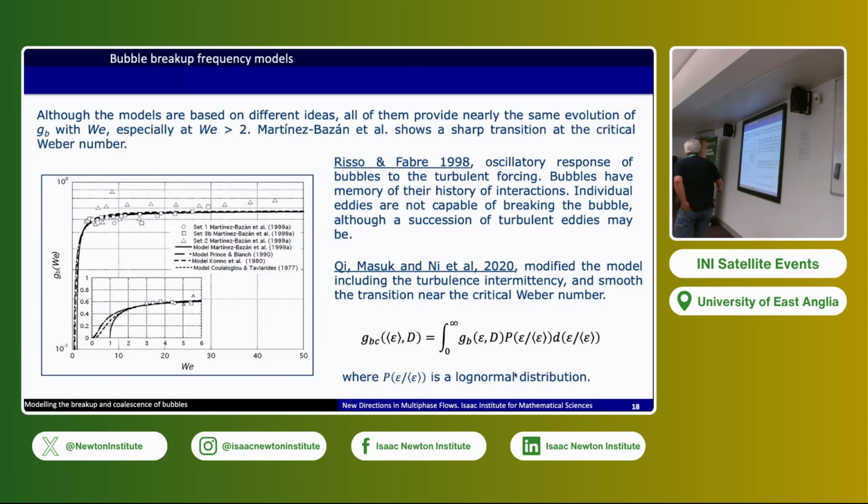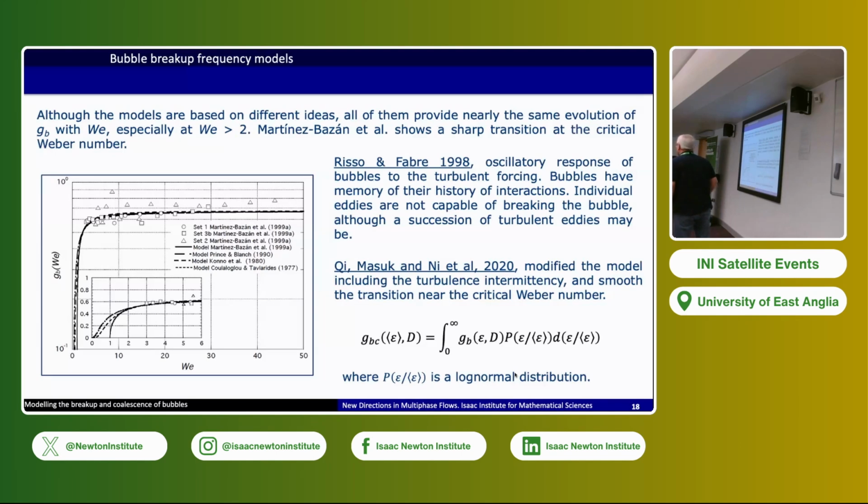They only have differences near the critical Weber number of the order of unity, and it's because in our model we predicted that bubbles whose Weber number is smaller than 1 will never break, and bubbles whose Weber number is larger than 1 will break at a given frequency, which is given by the model.